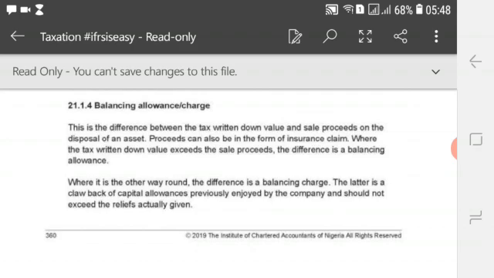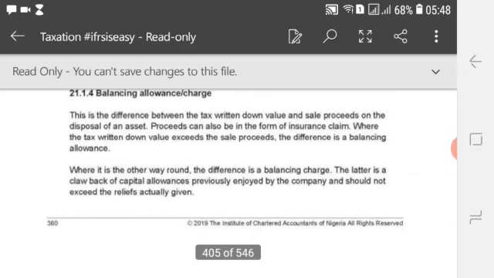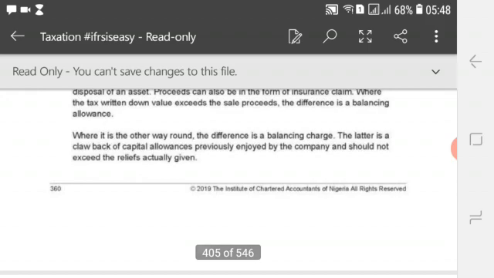But a situation whereby the sales proceed is greater than, or exceeds, the tax written down value, then we'll say there is a balancing charge.